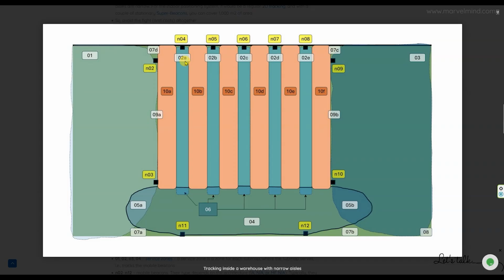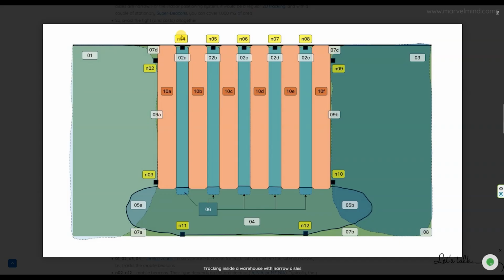So what you do, you install one station beacon here, one here, one here, one here, and each of these station beacons covers this area. They cannot cover through shelves because there will be no line of sight, and line of sight is a must.